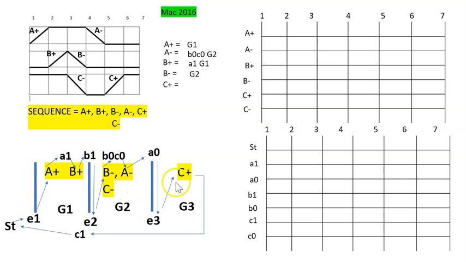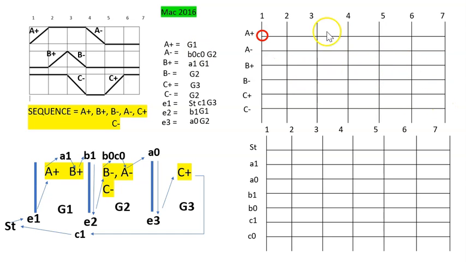And then C plus, going backward, we have E3, so we're going to write G3, and C minus is the same as B minus, so G2. E1, going backwards, we have ST, C1 in G3, and for E2, going backward, we have B1, G1. And then for E3, going backward, we have A0, G2. Okay, so we have completed the logic statement.